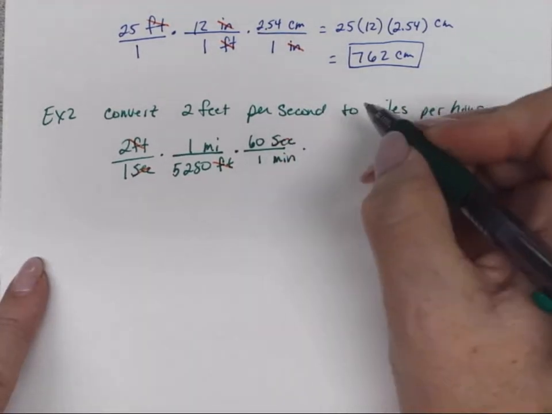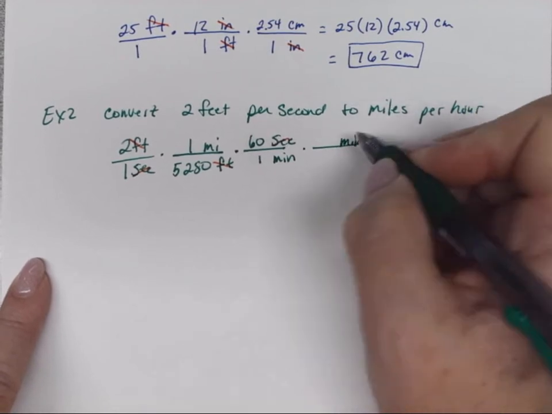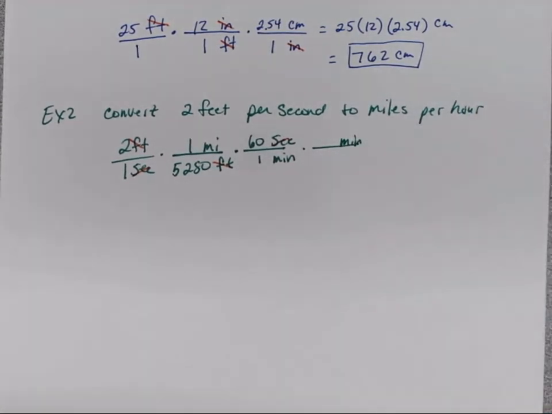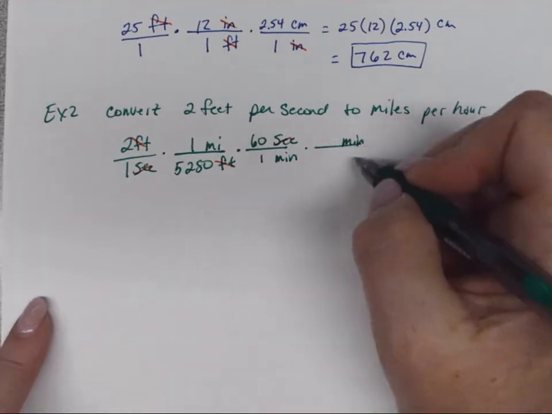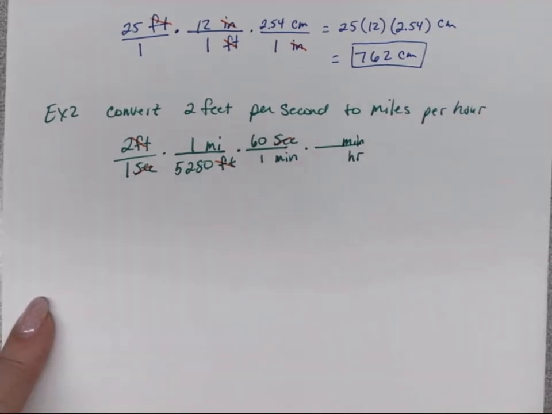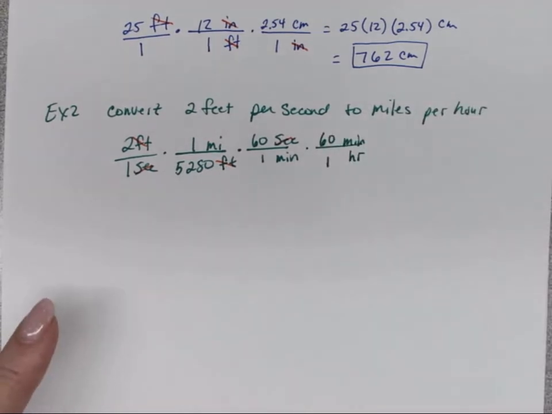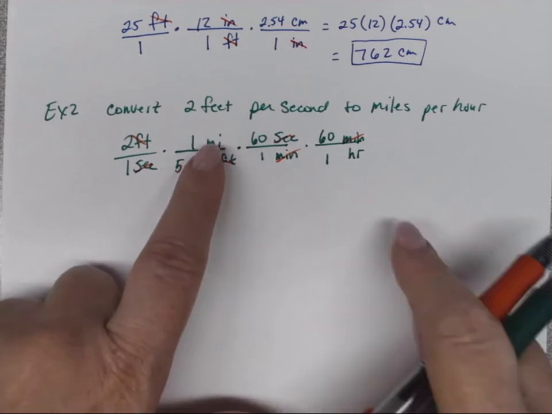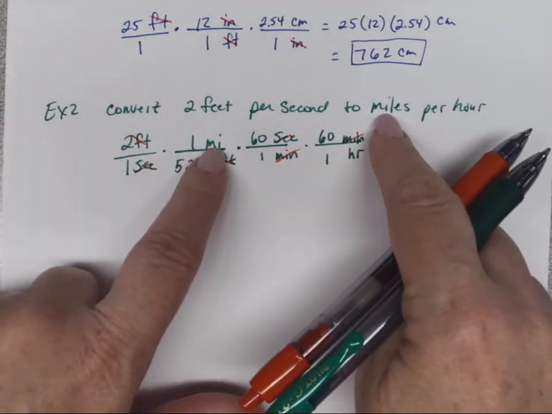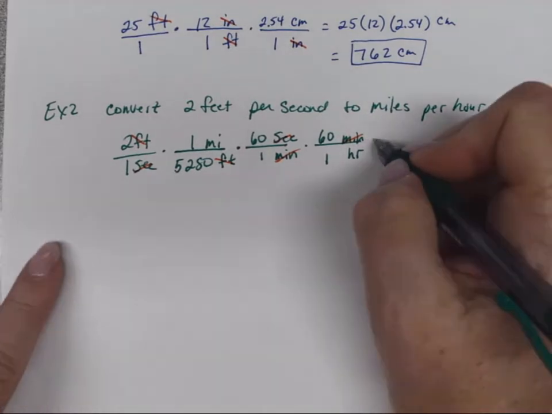Now I need to get from minutes to hours. So that means the minutes has to be on top for them to cancel. They can't cancel side by side. They have to cancel at an angle. So minutes per hour, well, in 1 hour there are 60 minutes. So now my minutes are canceled, and I have miles per hour. So now I can do the math.